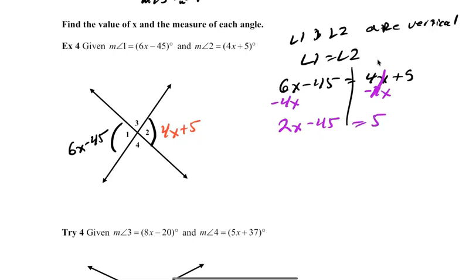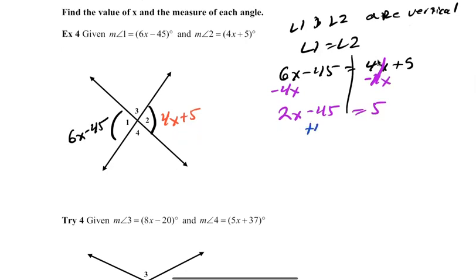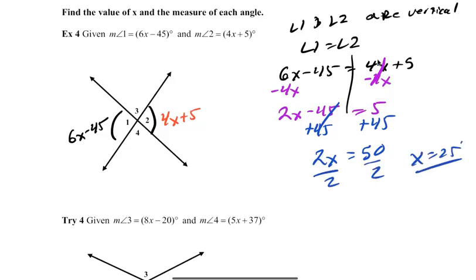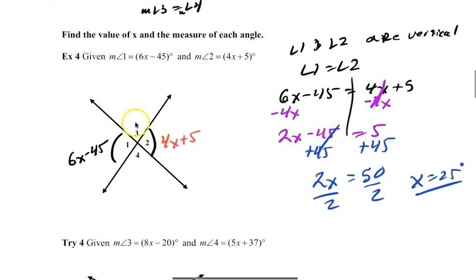So now we're just going to add the 45 to both sides to isolate that x. So you get 2x equals 50. Then we're going to divide by 2, and you get x equals 25. In this case, that's all they wanted. They didn't want us to find the measure of the angles. So we are done. So that's how you do vertical angles.